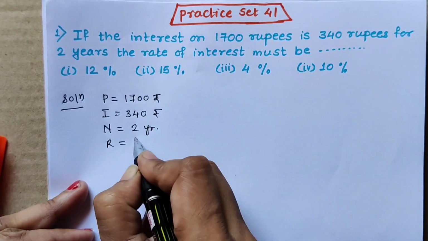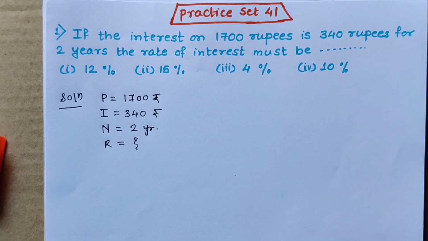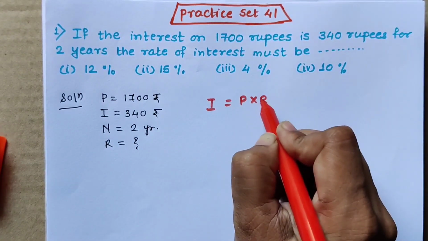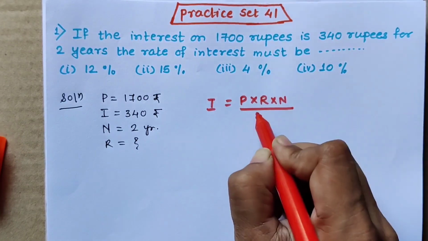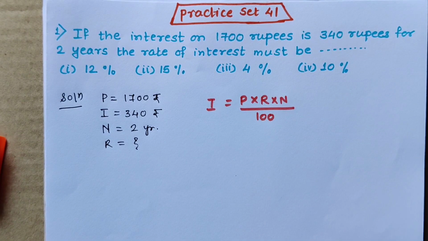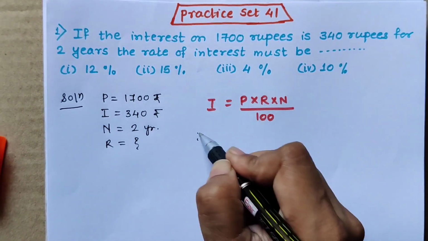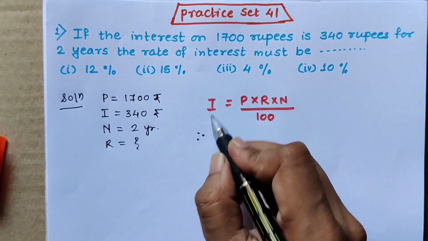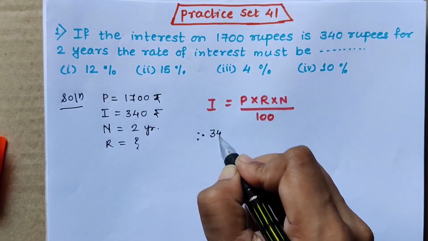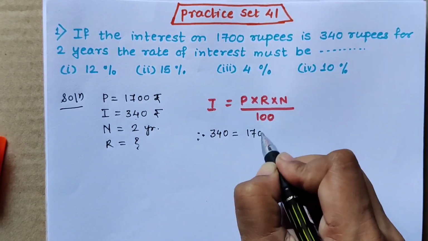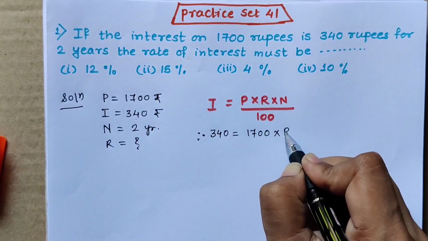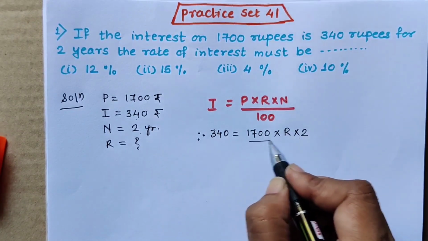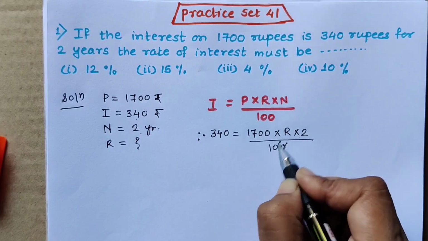R is equal to, so we will be using the same formula, I is equal to P into R into N upon 100. This formula we are going to use, and we will be writing the values. Substitute the values. In place of I, we write its value, which is 340 rupees, is equal to P value is 1700 rupees, multiply by R, we don't know, multiply by 2, N is 2, and upon 100.